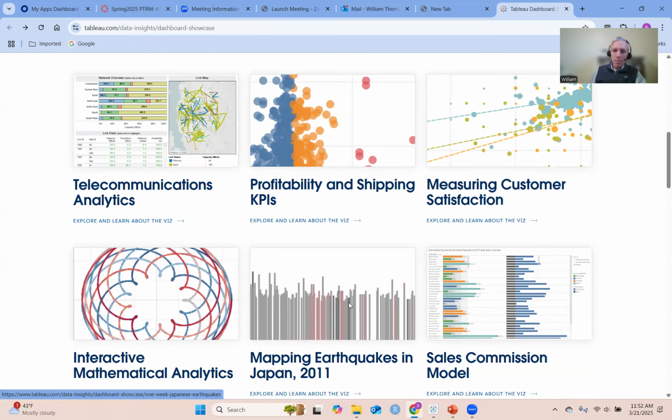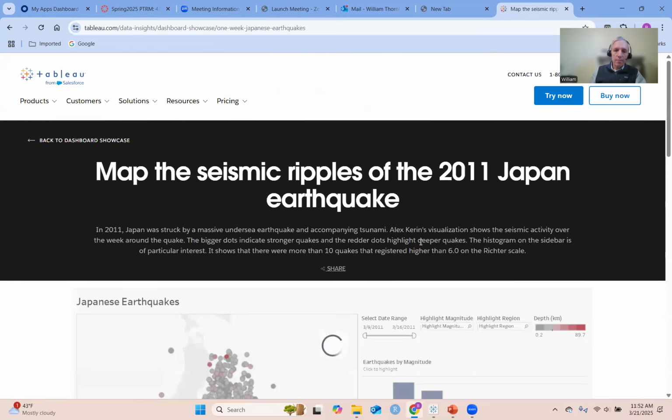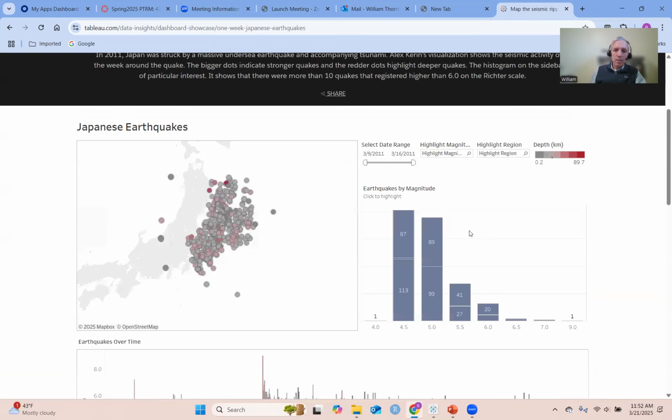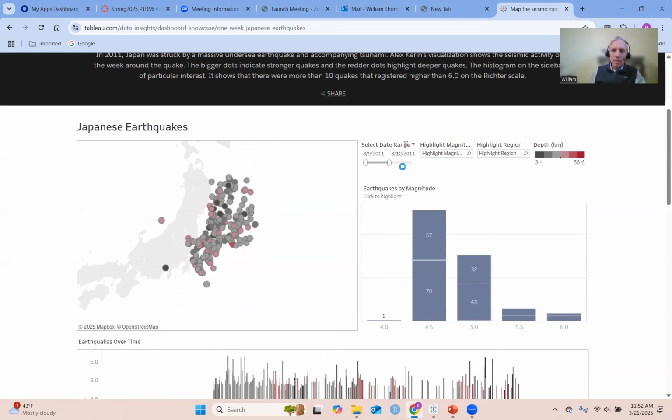How about mapping earthquakes in Japan? Okay, so this is where the Japanese earthquakes had happened. It looked like a lot of them happen offshore. And what this lets me do is, with a slider, choose the date range. So this is right now going from 3/9/2011 to 3/16/2011. Oh, there were that many in just that time frame? Oh no, this top thing wasn't right.